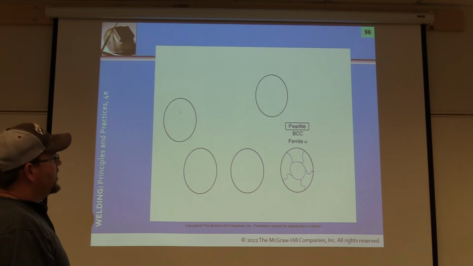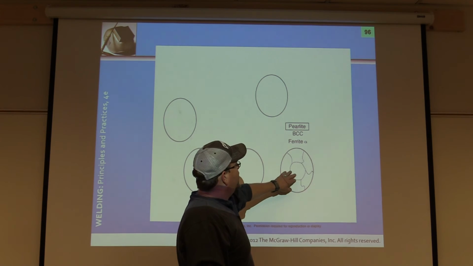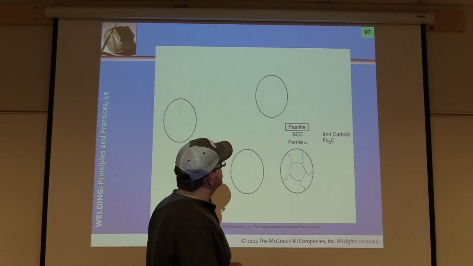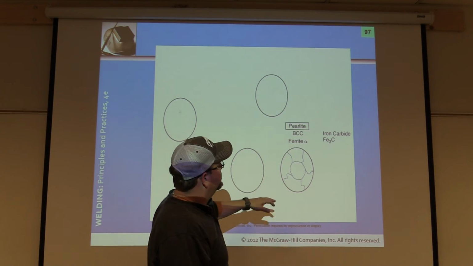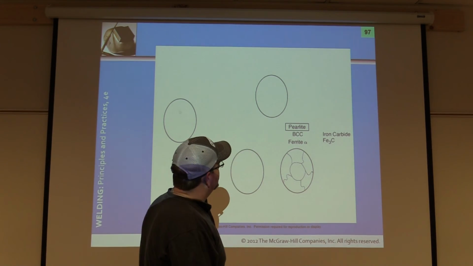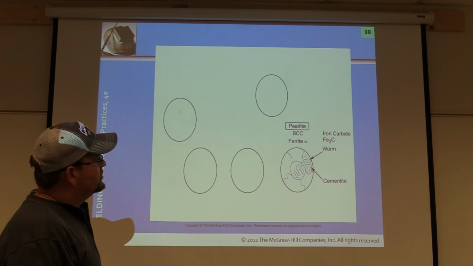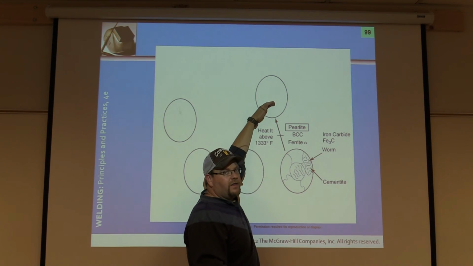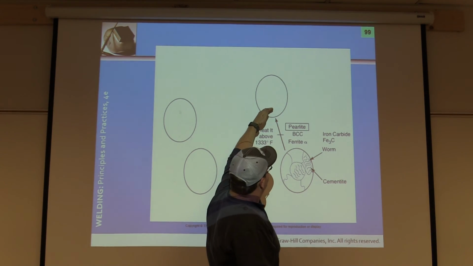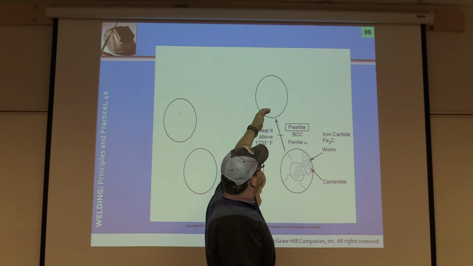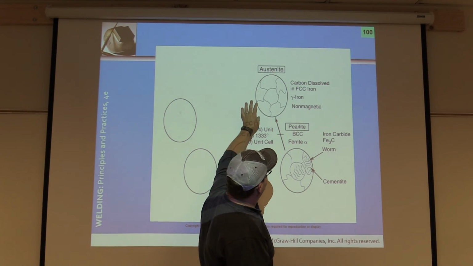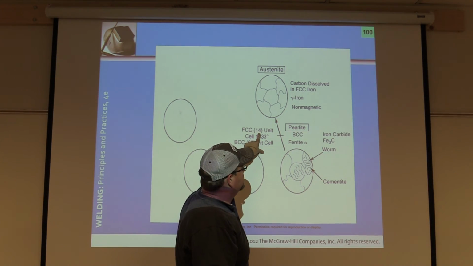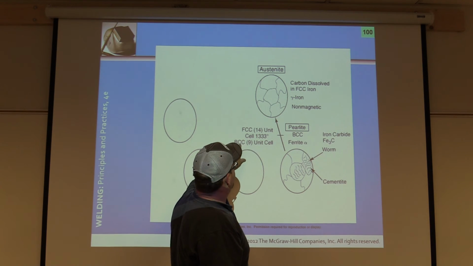So first thing we have is we have a piece of iron, perlite. So perlite was that railroad track, okay? So it's a body-centered cubic structure, iron carbide, iron, carbon. So these are the layers of cementite within it. You heat it up above the iron carbon phase diagram. Okay, it's above that lower transformation. Now it's austenite. All of a sudden it becomes a face-centered cubic. It's got 14 atoms instead of 9. Okay?